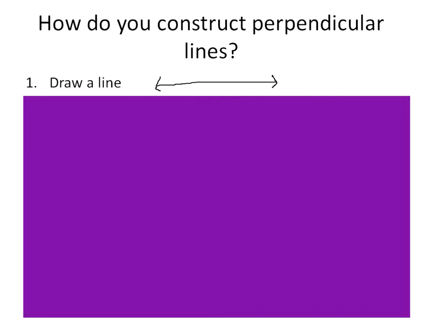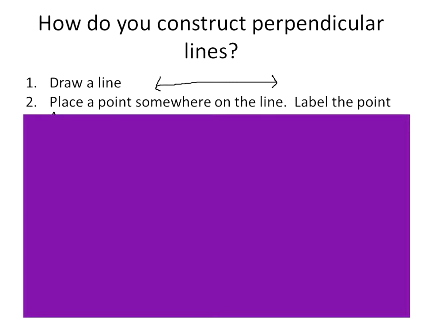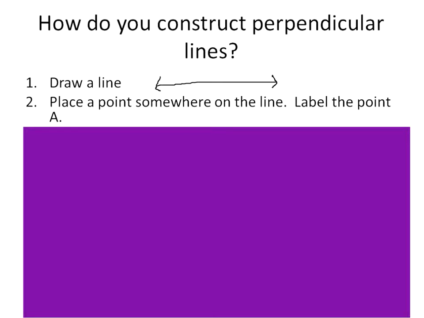Now, the next thing we're going to do on your line, so we're learning how to construct perpendicular lines. Next thing we're going to do is place a point somewhere on the line and try and make it different than your neighbors. And you're going to label the point A. I'll put mine over here.